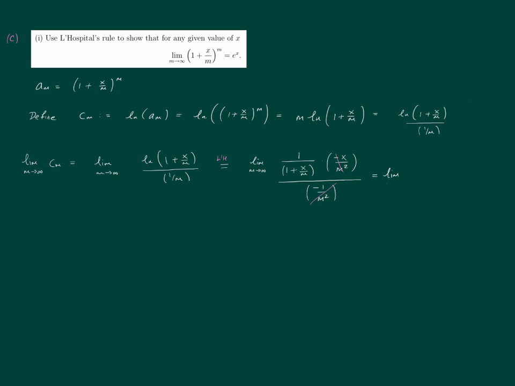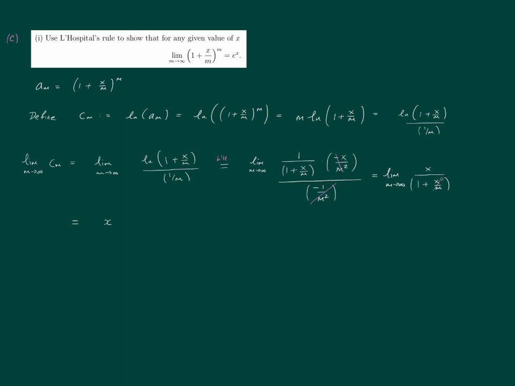So this is lim m goes to infinity, x over 1 plus x over m. Now, if we limit m to infinity, that 1 over 1 plus x over m is just going to go to 1. So we'll get x over 1, which is just x.